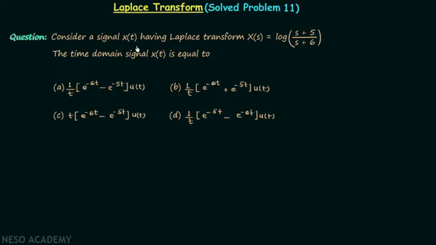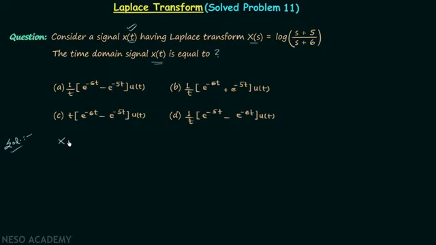Consider a signal x(t) having the Laplace transform X(s) equal to log((s+5)/(s+6)). The time domain signal x(t) is equal to: So we are required to calculate this time domain signal x(t), and the Laplace transform of this signal is given in the question. There are 4 options and we need to choose the correct option. So let's see how we can solve this question.